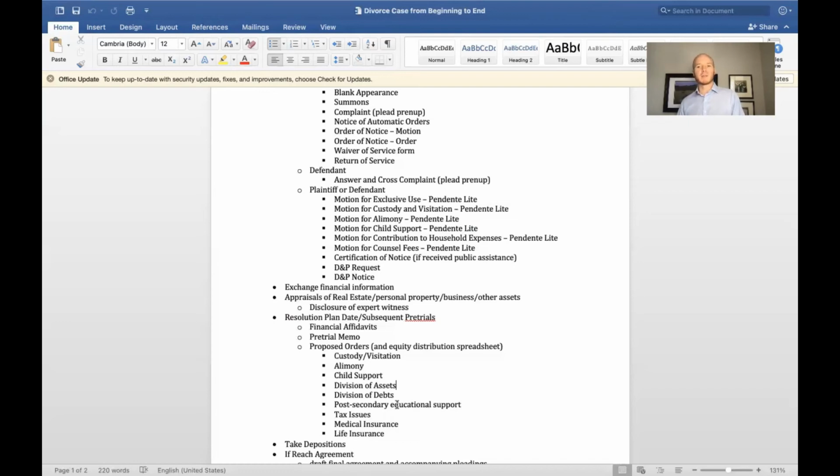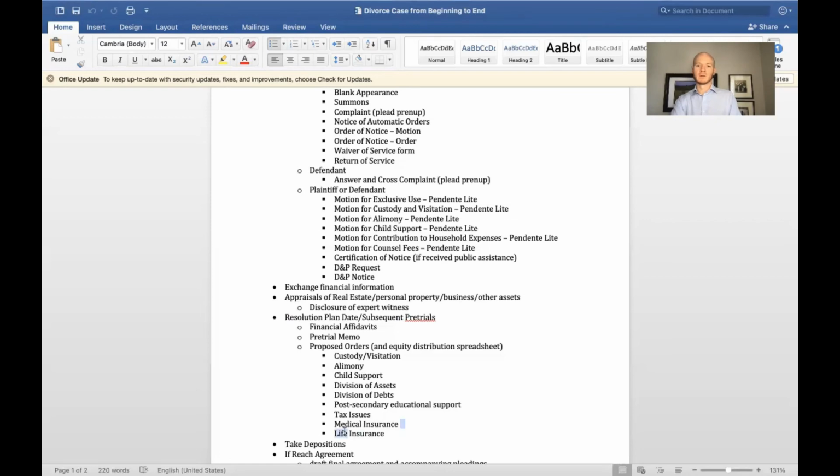But if the kids are of college age or are going to be going to college next year, or they're in college right now, generally speaking, you're going to need to figure out in more detail the specifics of the post-secondary educational support. So that would want to be listed in the proposed orders. Then certain tax issues, who's going to claim the kids on their tax returns, or who's going to get the mortgage interest and tax deductions on their tax returns, things like that.